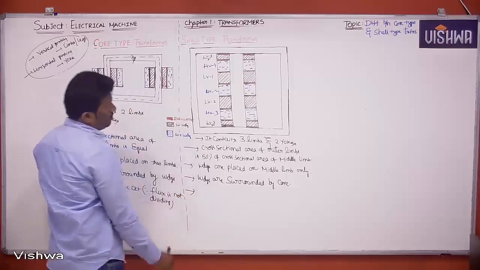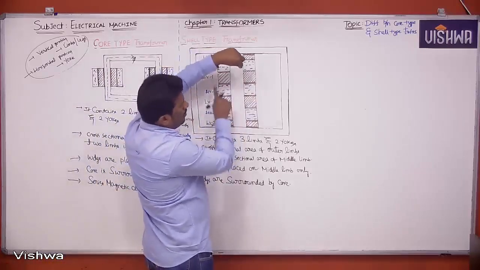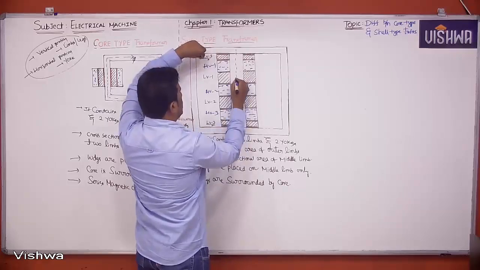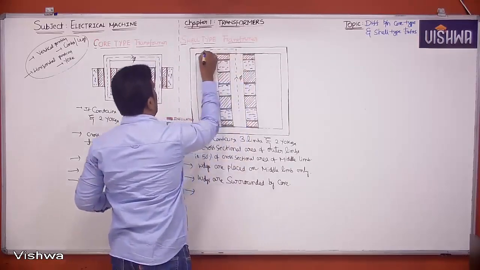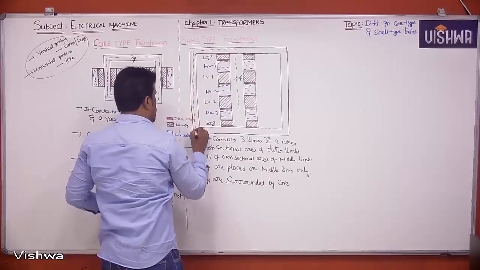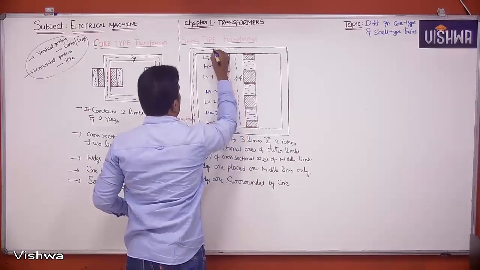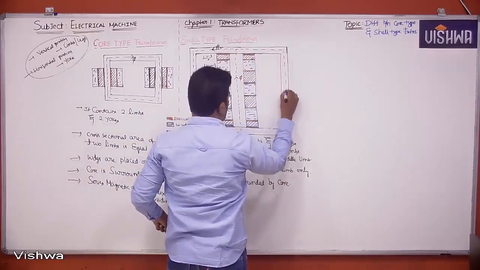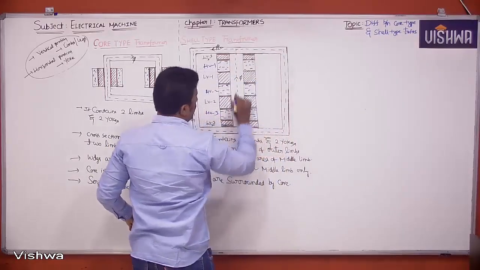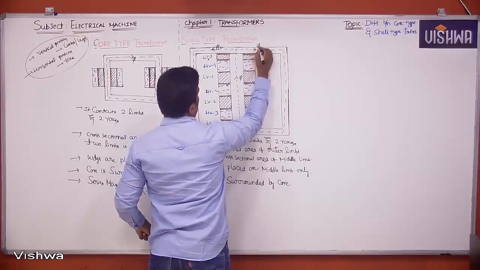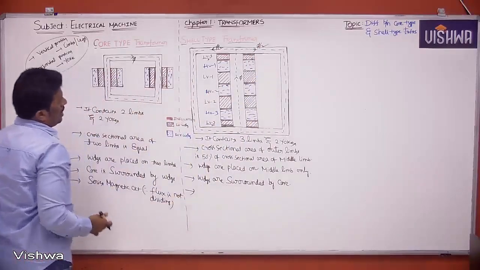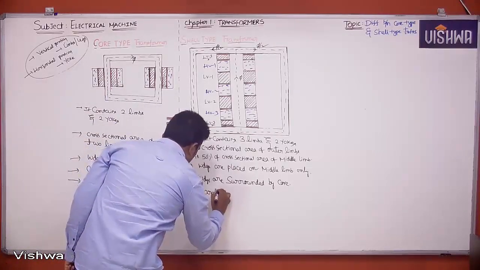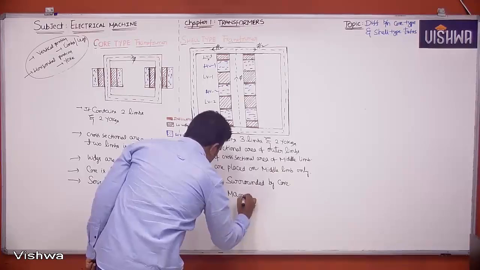What about in shell-type transformer? We are placing windings on the middle limb, right? So whatever flux is coming here because of current in windings, that flux phi will divide as phi by 2 and phi by 2. It will take a path through the outer limbs. So since flux is dividing, I can call this transformer a parallel magnetic circuit.